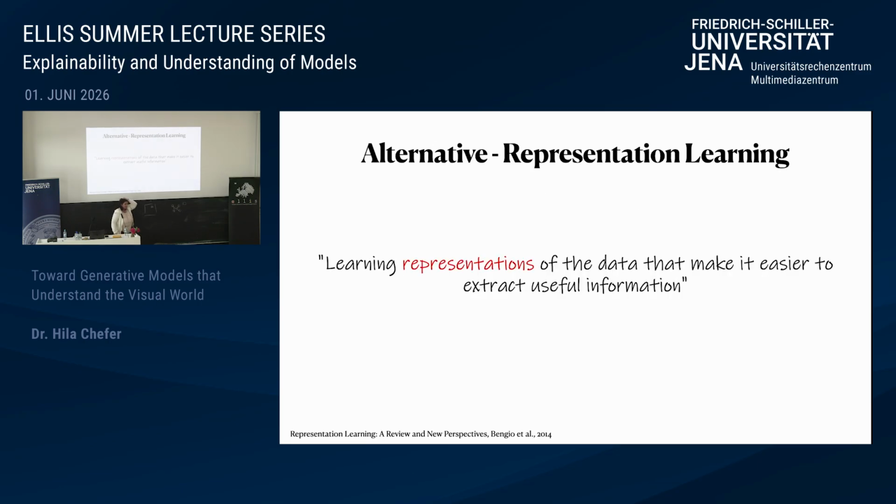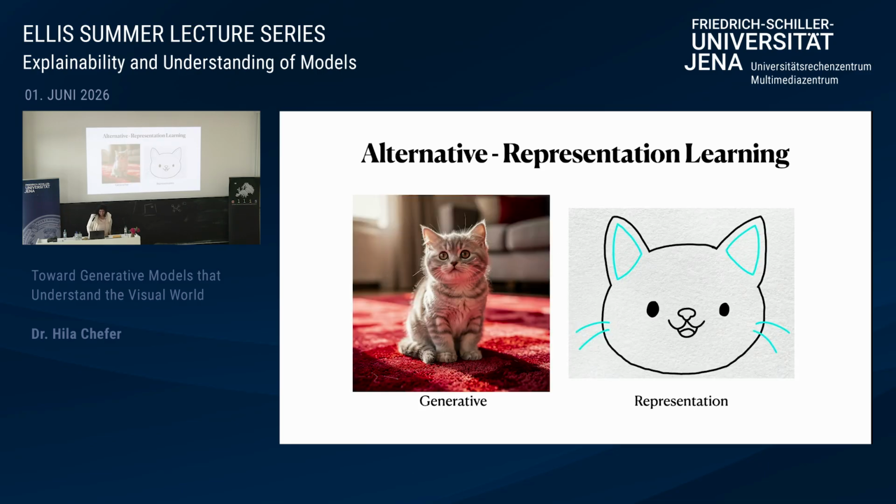So there is an entirely different field of research called representation learning. It's been interesting to a lot of people. Maybe you've heard of it. And I chose to give here maybe the most abstract definition from the seminal paper, Representation Learning: A Review and New Perspectives. And this definition is learning representations of the data that make it easier to extract useful information. So basically, representation learning can be anything. But the way that I think about representation learning versus generative modeling is basically summarized in this slide.